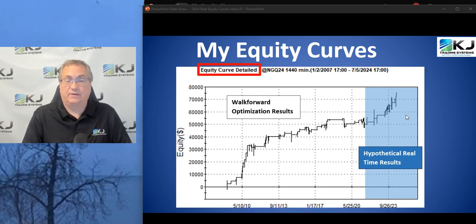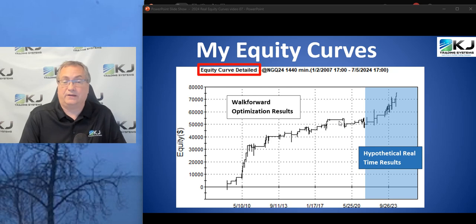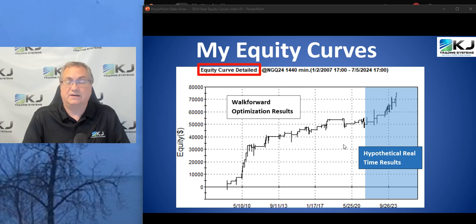Here's the detailed equity curve on that one, and you can see anytime there's a flat period, it just wasn't in the market. So it doesn't necessarily have to be in the market all the time. But when you combine this curve with this curve, you get a good sense of what the strategy does and what kind of drawdowns it incurs.